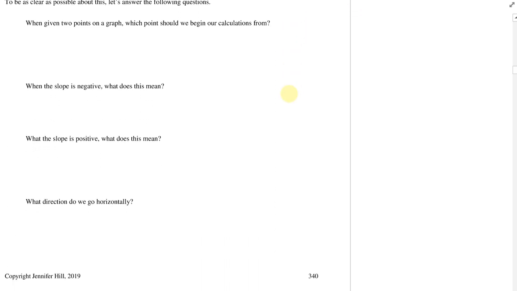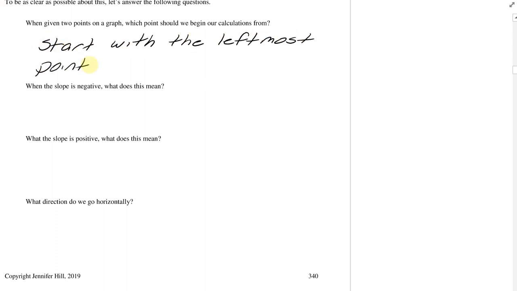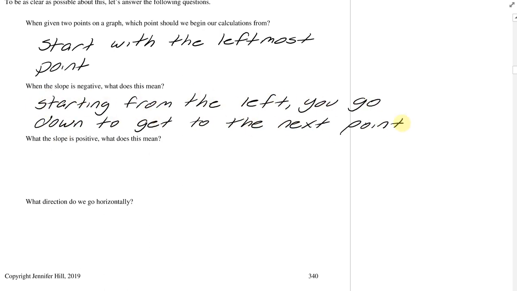So moving down just a little bit, I have a few things I want to remind you of with the slope. So in general, if you have 2 points and you're looking at them on a graph, with slope, we like to think of this like a book. So you always want to start with the leftmost point. Always read it like a book from left to right. Now, when the slope is negative, this means that you go down to get to the next point. And when the slope is positive, that means that you're going up to get to the next point.